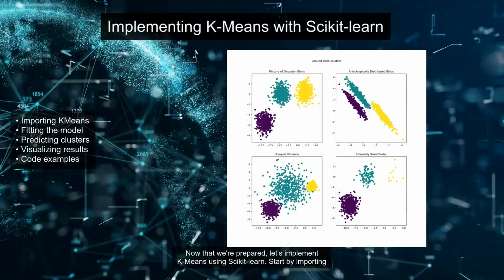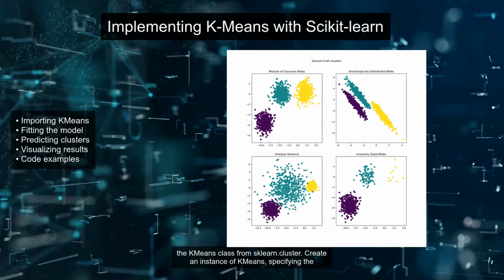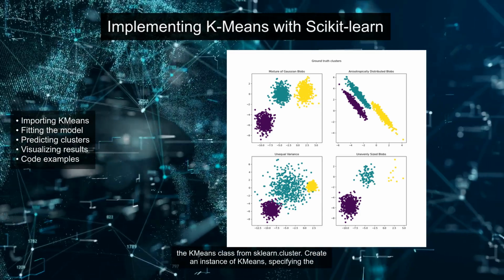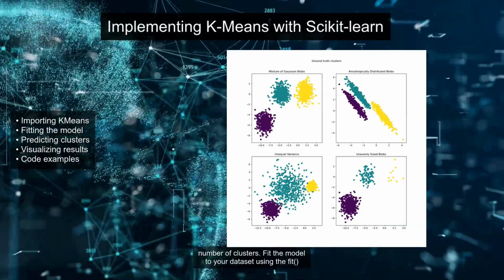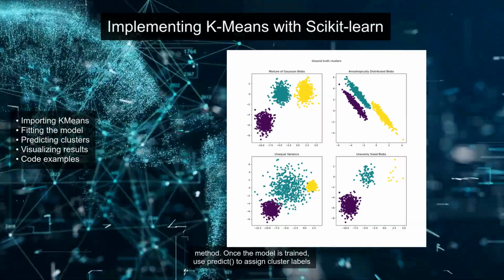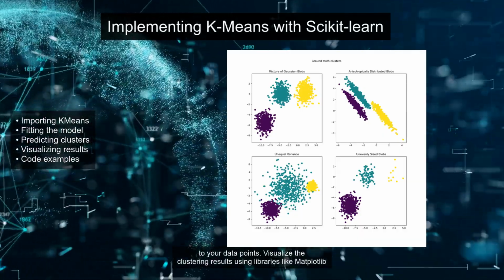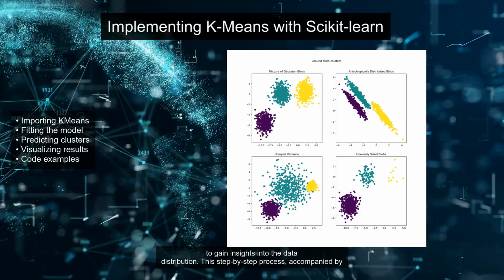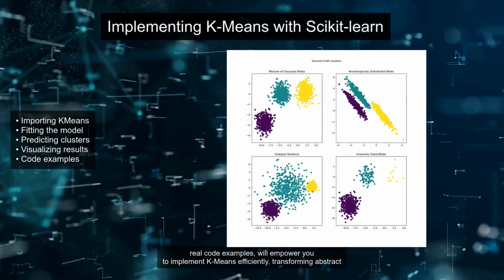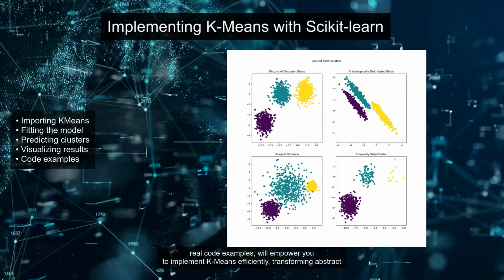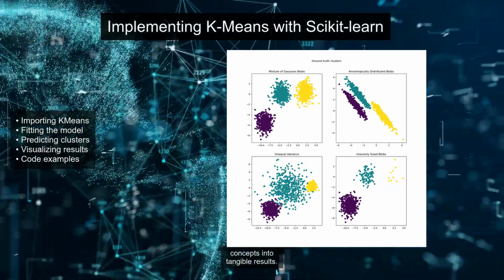Now that we're prepared, let's implement k-means using Scikit-learn. Start by importing the KMeans class from sklearn.cluster. Create an instance of KMeans, specifying the number of clusters. Fit the model to your dataset using the fit method. Once the model is trained, use predict to assign cluster labels to your data points. Visualize the clustering results using libraries like Matplotlib to gain insights into the data distribution. This step-by-step process, accompanied by real code examples, will empower you to implement k-means efficiently, transforming abstract concepts into tangible results.